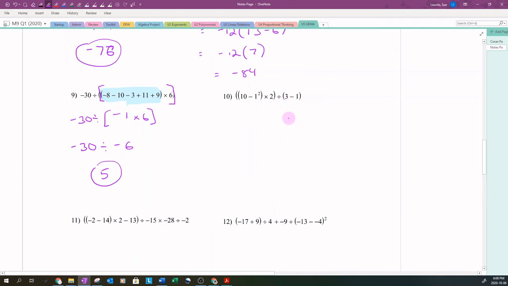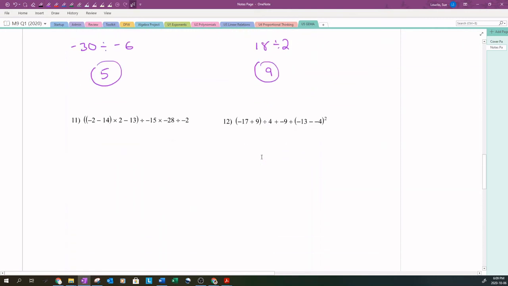Okay, number 10. 10 minus 1 squared. I can do that in my head. I know that 1 squared is 1, so 10 minus 1 is 9 times 2. Need brackets around that. And then divided by, and I actually can do what's inside these brackets this step if I want to, because I have to do what's in those brackets before I can combine it using the division sign. So 9 times 2 is 18 divided by 2, which is 9.